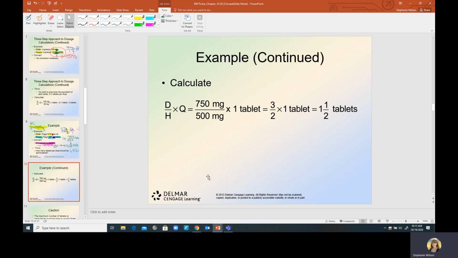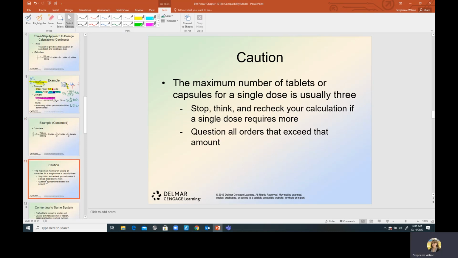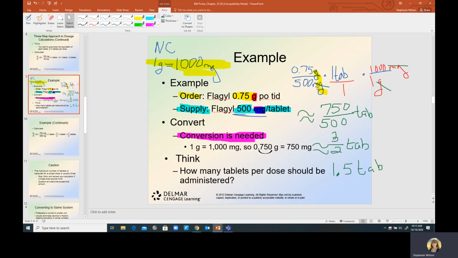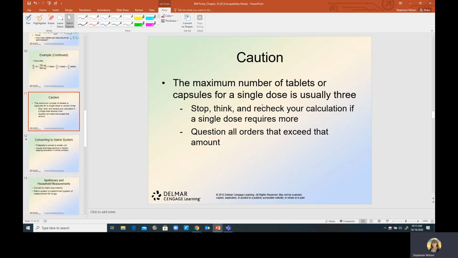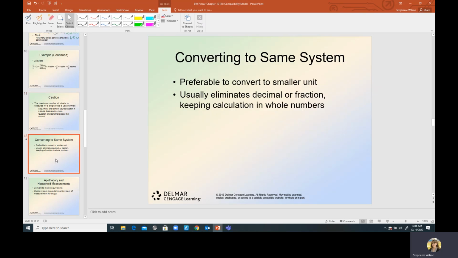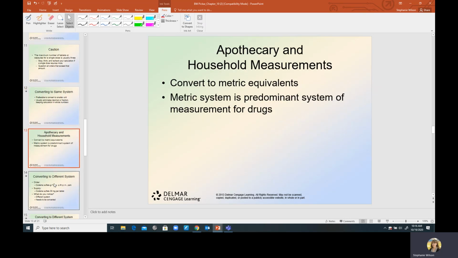So that was using formula method. You could do it in parts, guys. You don't have to do it all in one long line like I did. You could have actually converted this here to milligrams first, and then you already have it as 750, right? Milligrams over 500 milligrams, then reduced amount. You could have done it in parts, that's fine. So it says here the maximum number of tablets or capsules for a single dose is usually 3. They usually do not like to go over. So when you rethink about it, is it safe? If it's not, what do we need to do? So the rest, this is all reading for you.